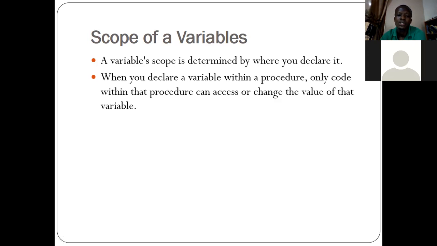So when you declare a variable within the procedure, only the code within the procedure can access or change the value of that variable. In other words, if you go and write max inside the odd and even procedure, are you with me? In computer programs, we have something called a procedure. Another name for a procedure is a subroutine.